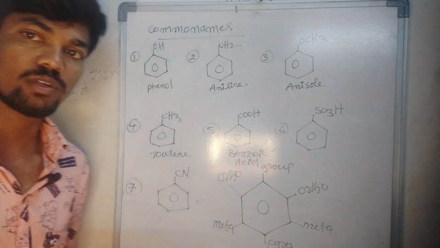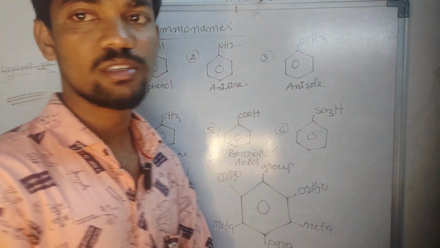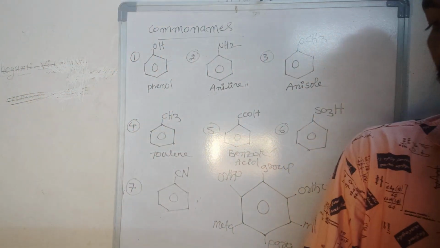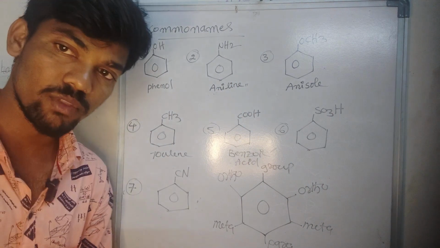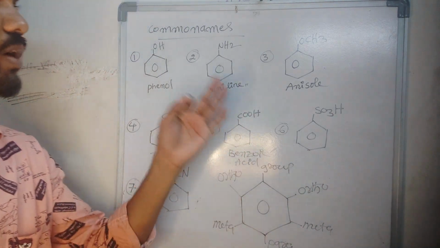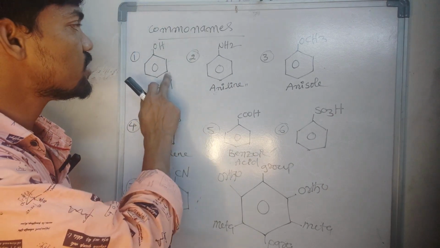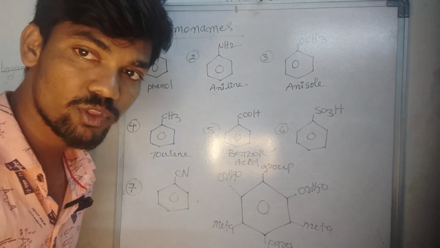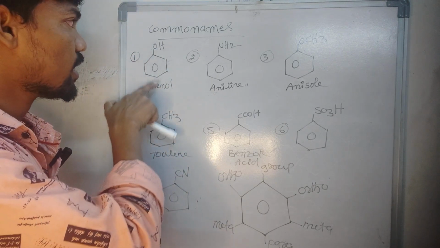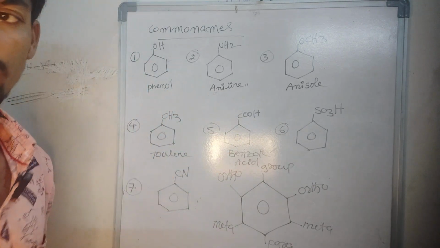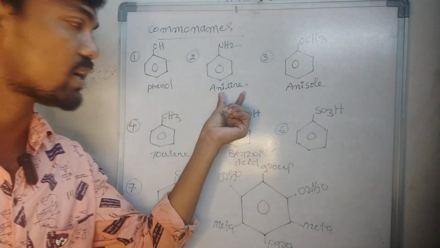Okay, next, coming to this. So we have so many benzene compounds, but we will use common names for them. What are the common names? If benzene with an OH group is there, we name it commonly as phenol. If benzene with an NH2 group is there, it is called aniline.